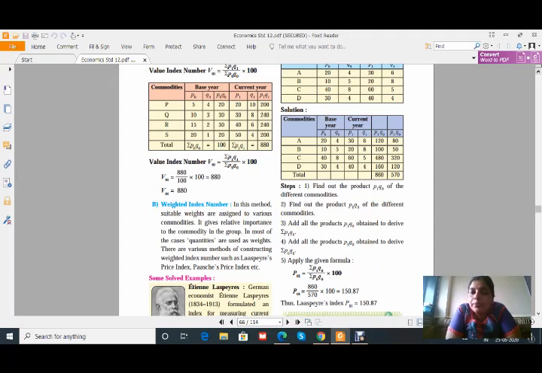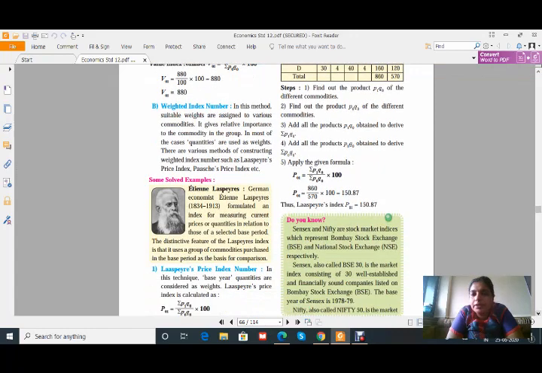After that we have to multiply P0 Q0, that is 20 into 4 is 80, 10 into 5 is 50, 40 into 8 is 320 and 30 into 4 is 120. That will give us a total of 570. When we divide this, we will get the answer in decimal form, that is 150.87. This is your Laspeyres index number. That will be denoted as P01. Always it will be denoted as P01.